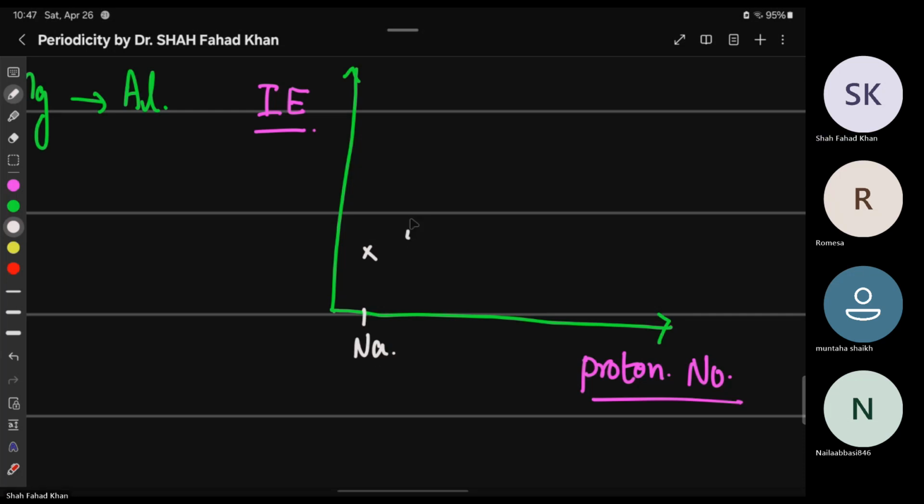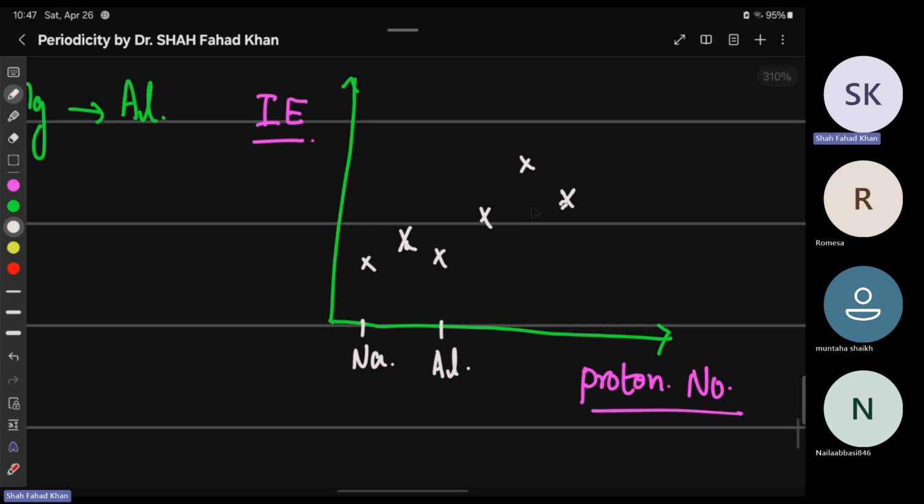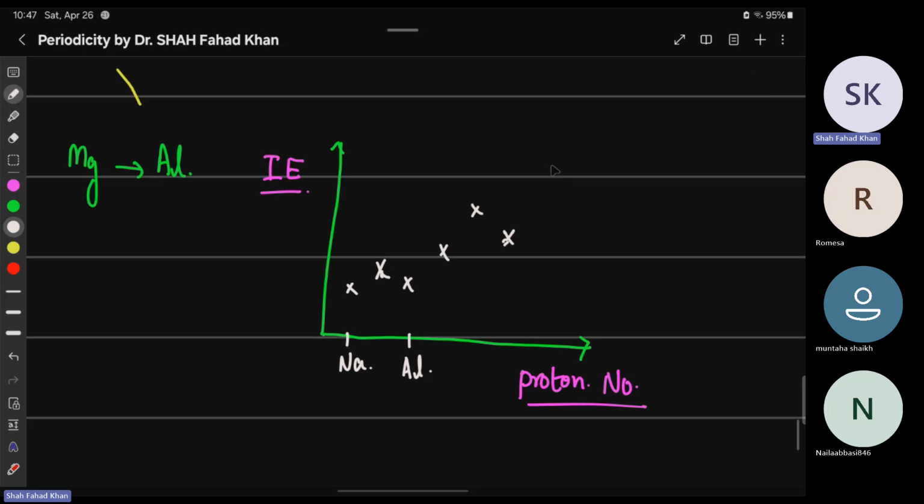Sodium, magnesium, it's going to go up, but after magnesium, it's going to come down. Aluminum. Then silicon goes up, phosphorus goes up, but then sulfur again falls. Then chlorine goes up and argon also goes up. This is the sort of graph we expect when we are looking at ionization energy.